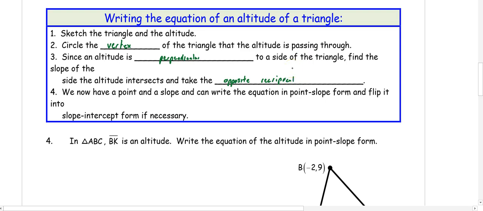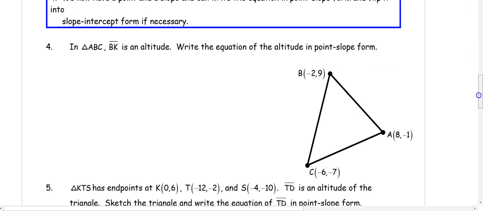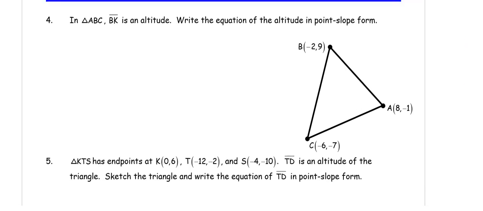And then we're going to use point slope form to write our equation, and we can move to slope intercept form if necessary. So in number 4, BK is the altitude. So B is the point we're going to use, and we're going to draw it so it's perpendicular, and this is point K. So we already have our point, so writing the equation of the altitude is a little bit easier because all we need to do is find the perpendicular slope.